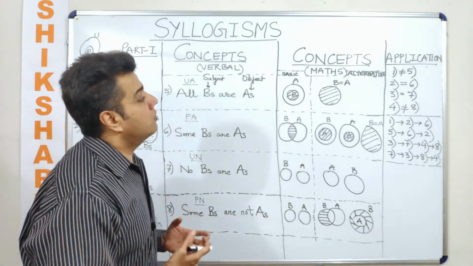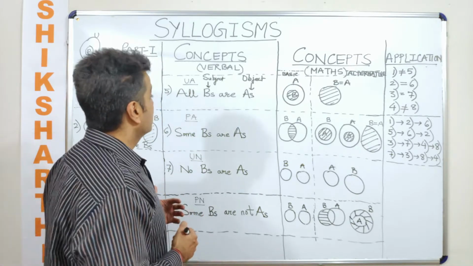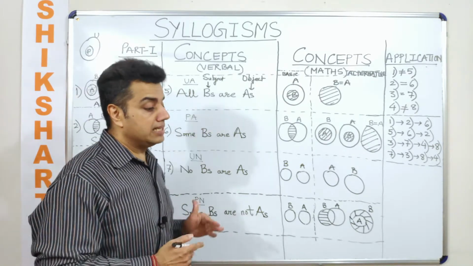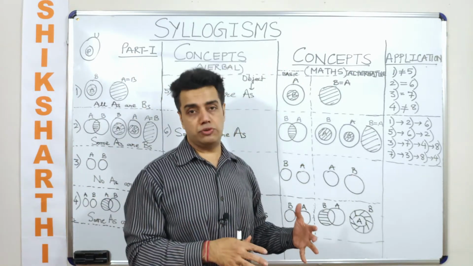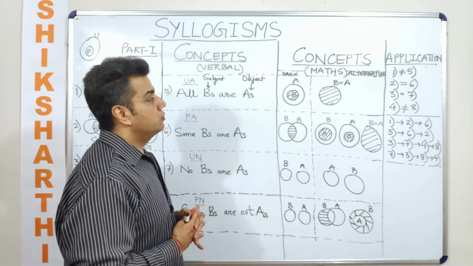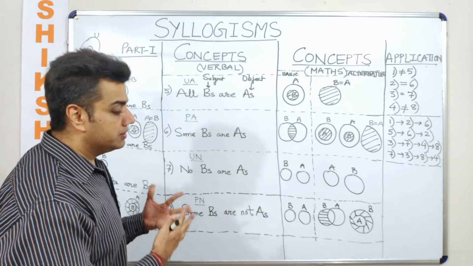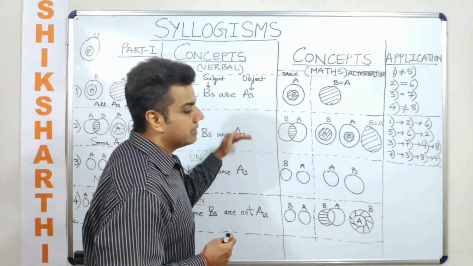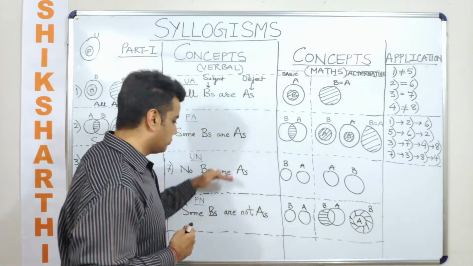So let's see now, does it make any difference? Does it make any difference means: if I say all A's are B's and at the same time I say all B's are A's, are they the same or are they different? That is what we are going to infer. But before we do that, we will see how a statement becomes a conclusion. Now these are statements only.